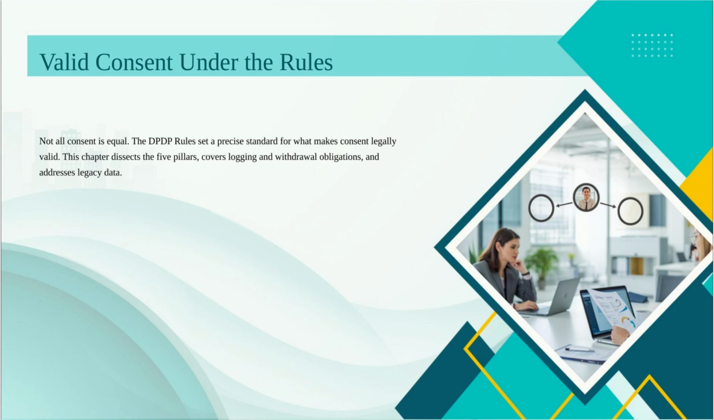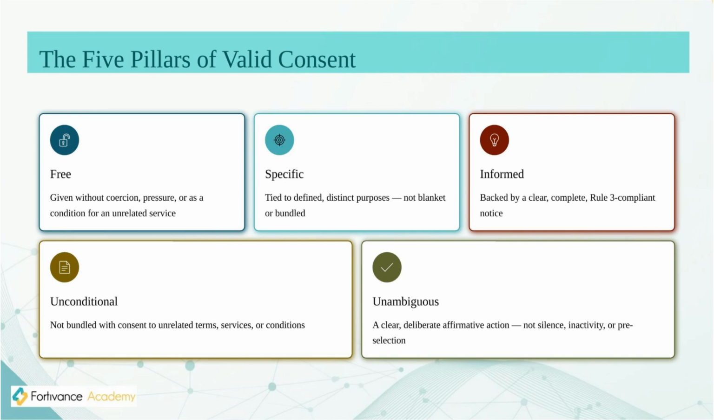We'll deal with the thorny question of data you already collected before the rules. Then we'll redesign a consent banner together as a worked example and finish with a checklist. Consent is the beating heart of this entire framework, so let's make sure you understand it deeply. Here we go. Let's lay the foundation by introducing the 5 pillars that hold up valid consent. Because once you internalize these, you'll be able to judge any consent mechanism instantly.